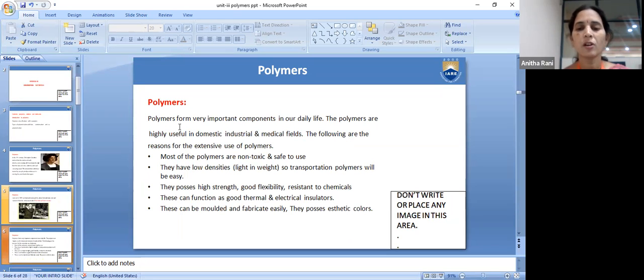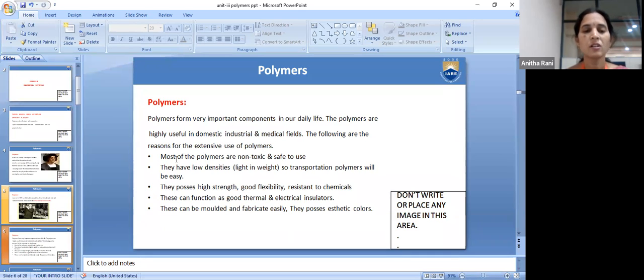Next, polymers. They are very important components in our daily life, because you can see in your home we are using polymers: bottles, cups, plates, buckets, chairs. We are taking plastic. Polymers are highly useful in domestic, industrial and medical fields also. Nowadays, without that we can't live. We are using more plastic now.